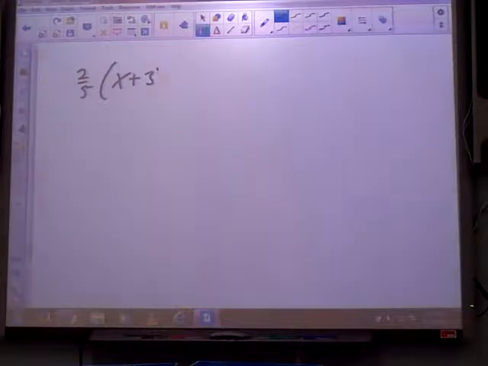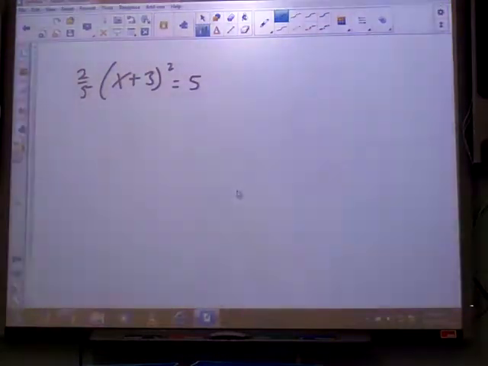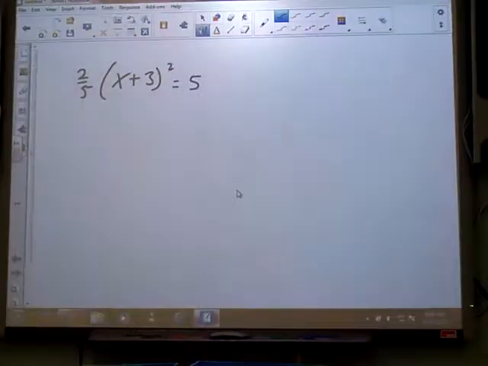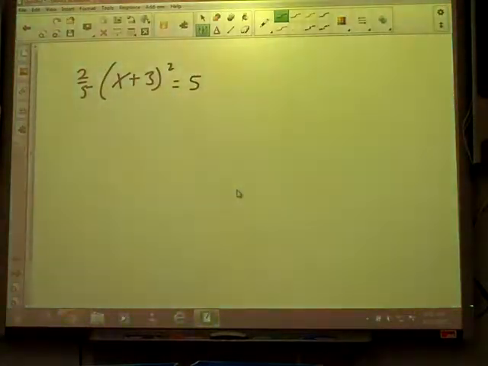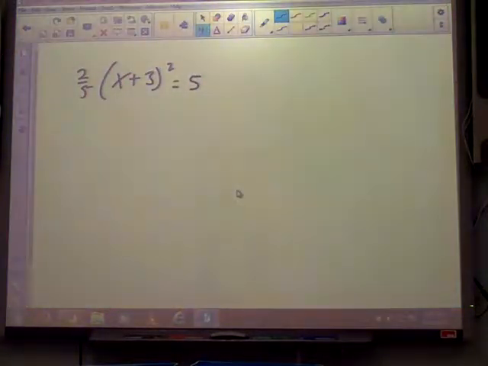All right, one more of these. This one looks a little more complicated. I've got 2/5 times the quantity x plus 3, squared, is equal to 5. Still doing the same thing: we're going to solve this algebraically for x, so I'm trying to get the x all by itself. What would be the first thing to try? Can you distribute the 2/5 times 3? I could distribute, but I want to save myself a little time and just get rid of that 2/5. So we'll divide by 2/5 on both sides.